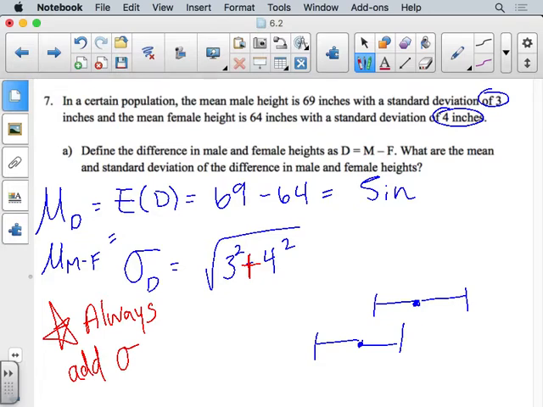You always, always, always combine. When we're combining, it makes the spreads greater. The unknown is greater. So 3 squared plus 4 squared is 25, and the square root of 25 is 5. So we have a standard deviation of 5 inches.